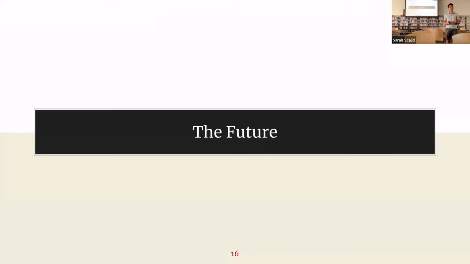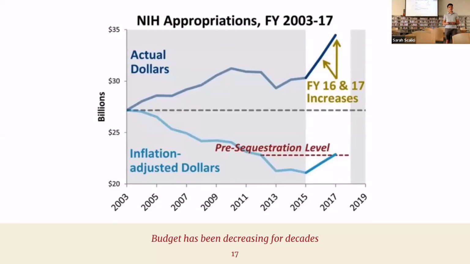So what is the future of pathology? Unfortunately, it seems to be a very bleak one. This right here is a graph of NIH appropriations over the past 2 decades. And as you can see, when adjusted for inflation, the field is truly collapsing. And it's not just a small decrease, it is very, very significant. Funding is decreasing at an alarming rate.